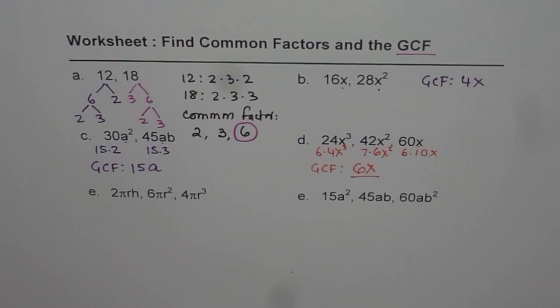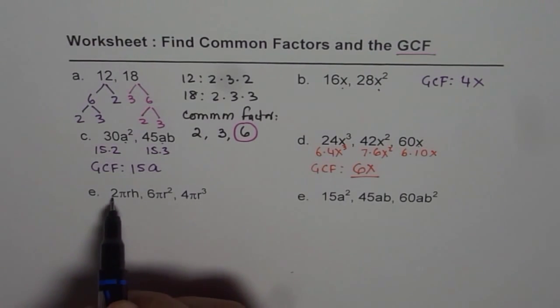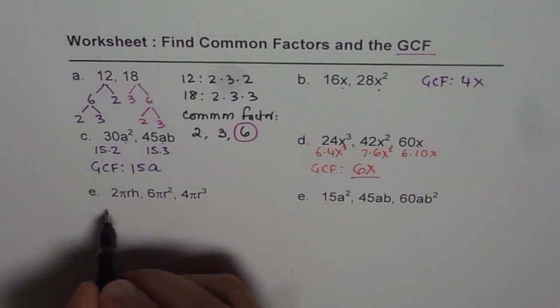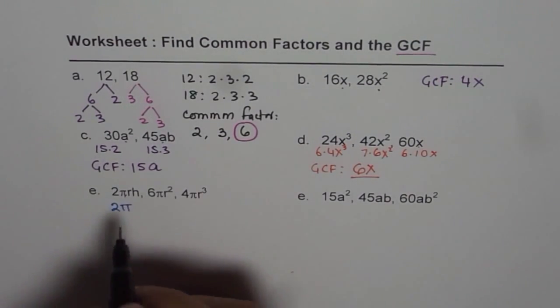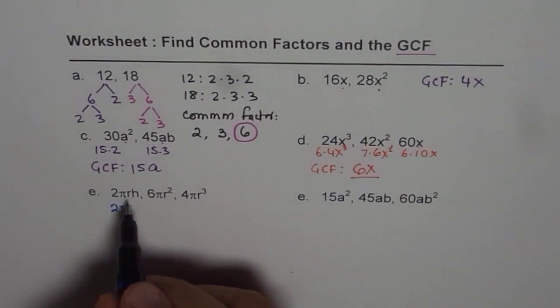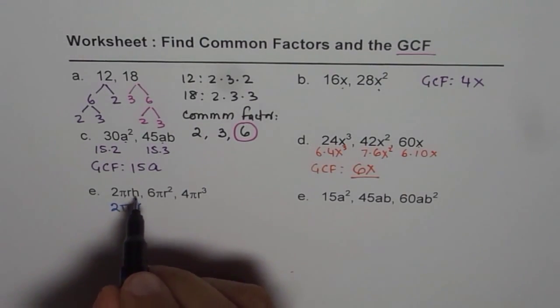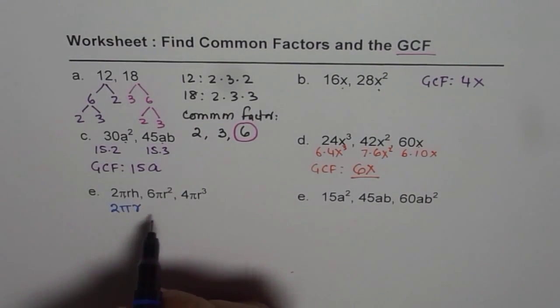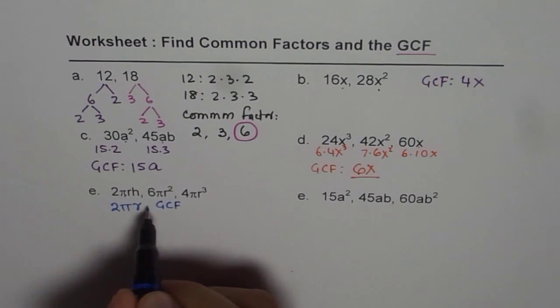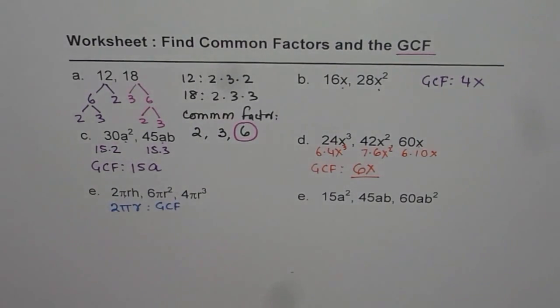Now in part E, what we see is, we have the numbers 2 pi, 6 pi, and 4 pi. So 2 pi is the greatest common factor as far as the coefficients are concerned. For variables, we have r squared and r cubed. So 2 pi r. h is there only in the first term, not in the other two. So 2 pi r is the greatest common factor for part E.